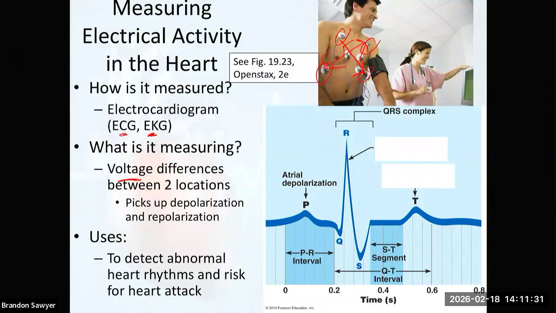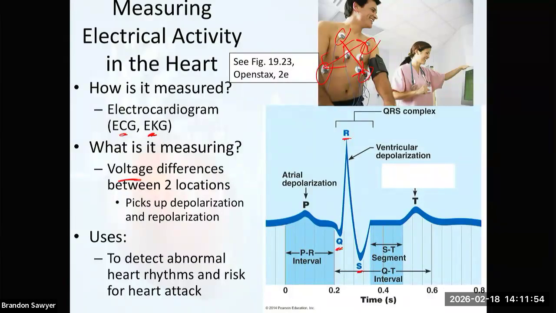We have this first little wave here called the P wave. That represents atrial depolarization. That's right around the time the atria contract. Okay, then we have this QRS complex. The QRS complex represents the ventricles depolarizing, which corresponds with their contraction.